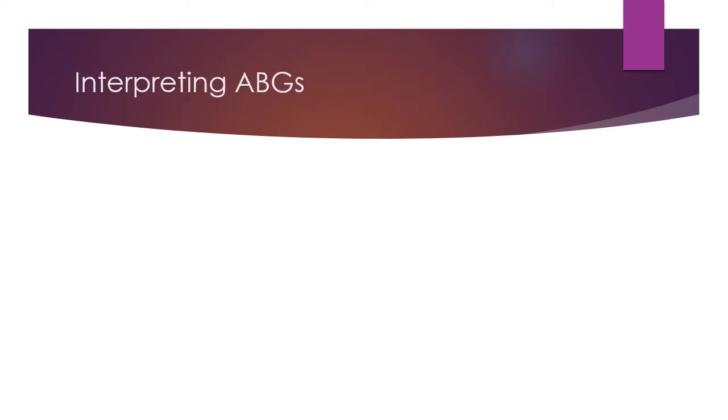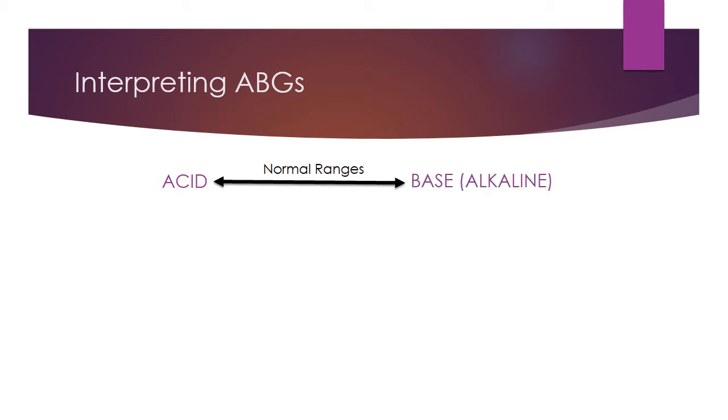Okay, interpreting ABGs made simple. Anytime you interpret ABGs, you need to write down your information to make it simple and safe. The first step will be to set up an acid-base line. The left end of the line represents acid or acidosis. The right end of the line will represent a base or alkalosis.